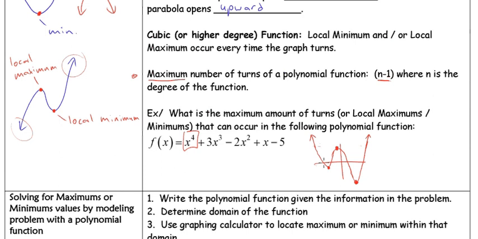So you can have multiple local minimums and multiple local maximums, just depending on your graph. And so again, the maximum number of turns, so here it turned 3 times, is going to be one less than the degree of the function.